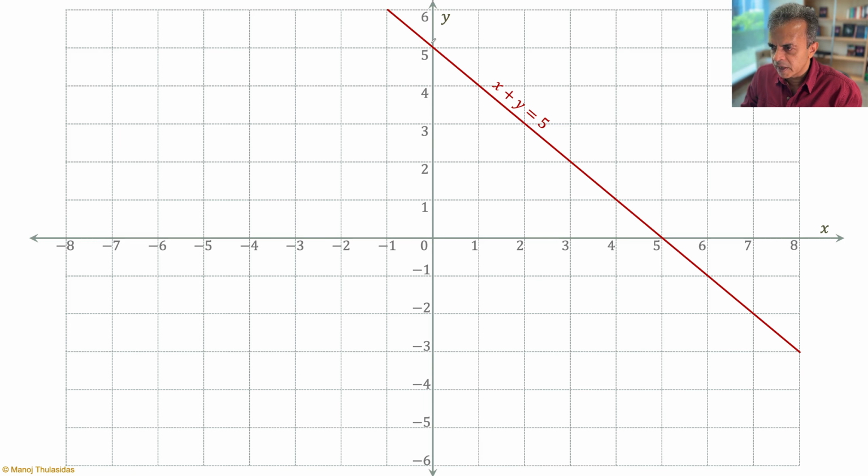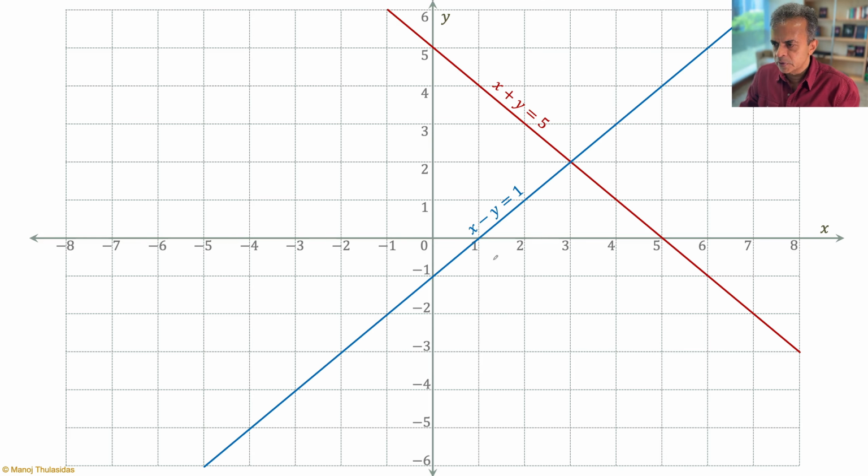Then there's another one, x minus y equal to 1. So when x equal to 0, y is minus 1. When y equal to 0, x is 1. All good. So two lines, and they nicely intersect at this point, which is (3, 2). And that is a solution.